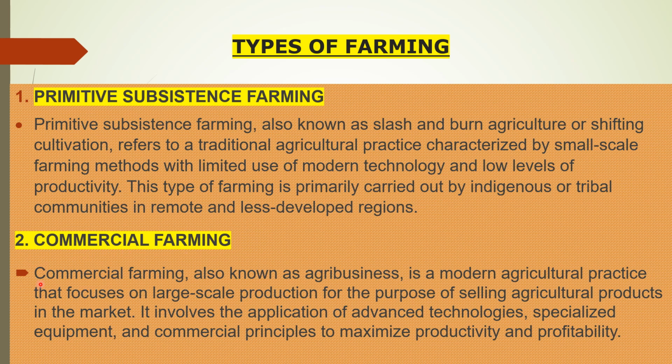Commercial farming. Commercial farming, also known as agribusiness, is a modern agricultural practice that focuses on large-scale production for the purpose of selling agricultural products in the market. It involves the application of advanced technologies, specialized equipment, and commercial principles to maximize productivity and profitability.